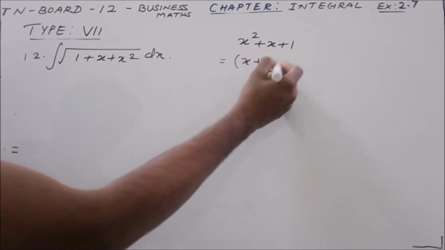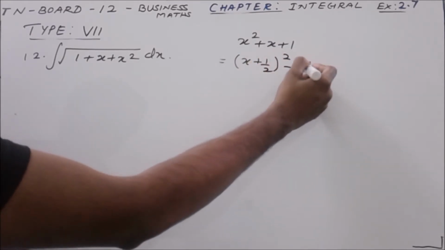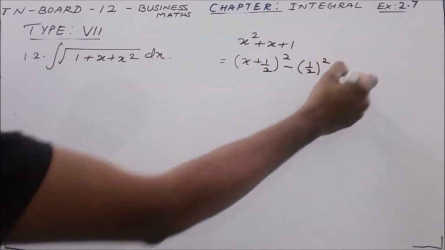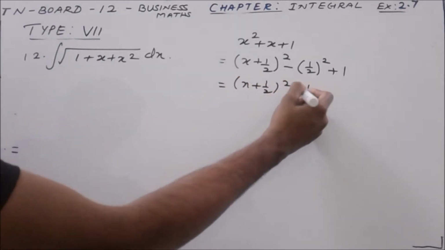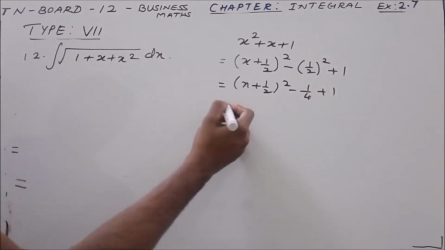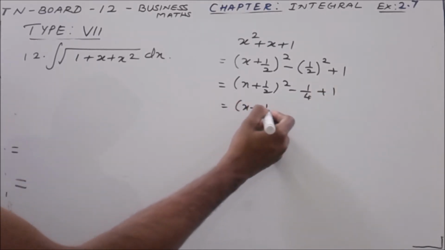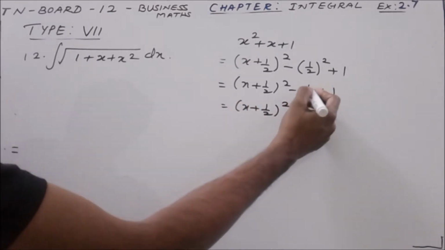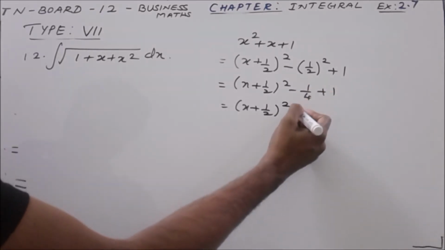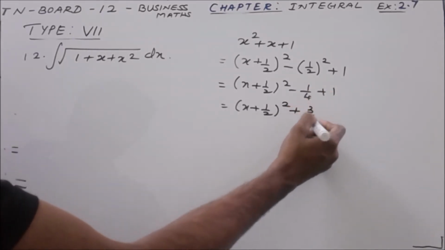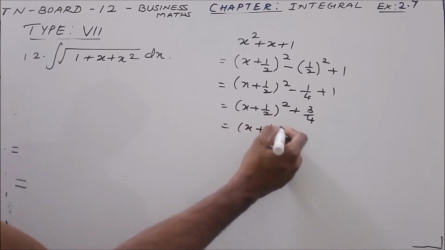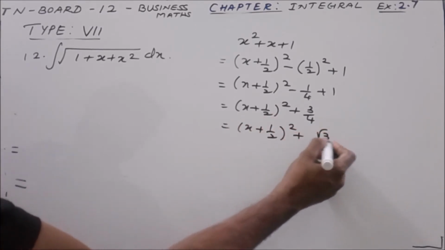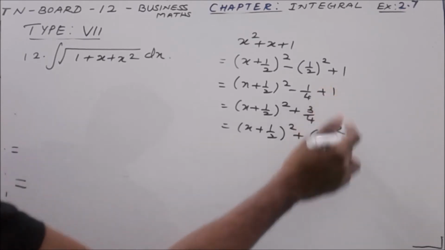So x plus 1 by 2 whole square minus 1 by 2 whole square plus 1. That is equal to x plus 1 by 2 whole square minus 1 by 4 plus 1. Simplifying this, x plus 1 by 2 whole square minus 1 plus 4 by 4, that is plus 3 by 4. Now make it as a square: x plus 1 by 2 whole square plus root 3 by 2 whole square, making it as a square number.